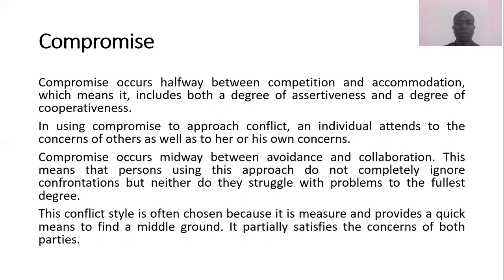Compromise occurs halfway between competition and accommodation. So it's between competition and accommodation, which means it includes both degrees of assertiveness. Assertiveness is allowing the feelings of others to be expressed even if you're not in support of them. There is also a degree of cooperativeness. So it's between two: one is trying to cooperate, and also trying to respect other people's decisions.